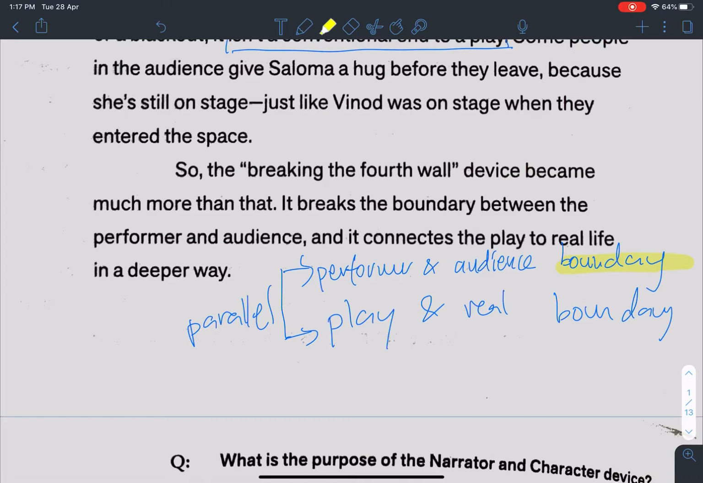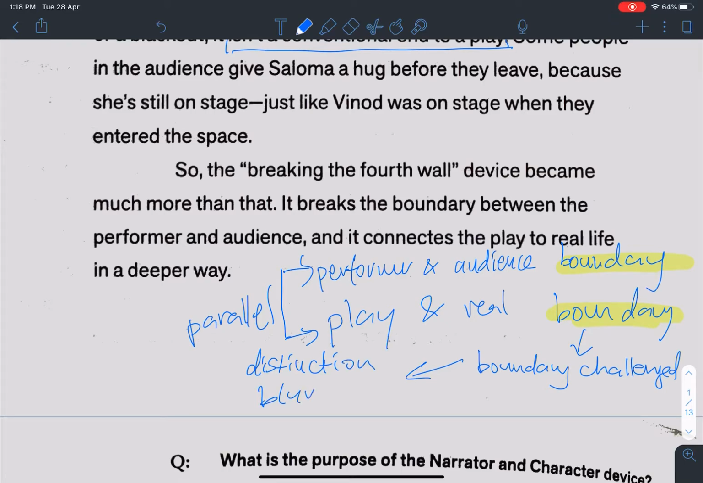Does that also mean I am now questioning the boundary between what is play and what is real? Okay, so my thinking is this: now the boundary is being challenged. What is the conclusion? Okay, that there is no distinction. The distinction is blurring. So as the audience member, what is the audience forced to consider? Forced to think about the play in their real life.